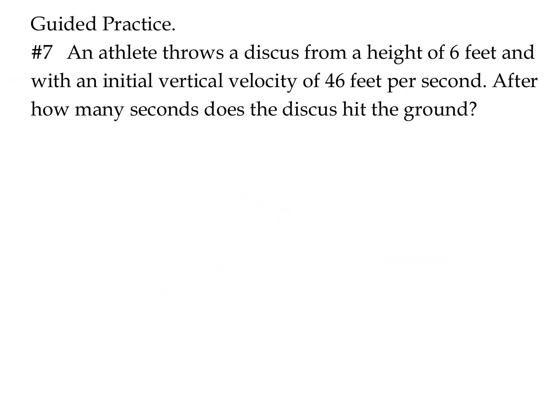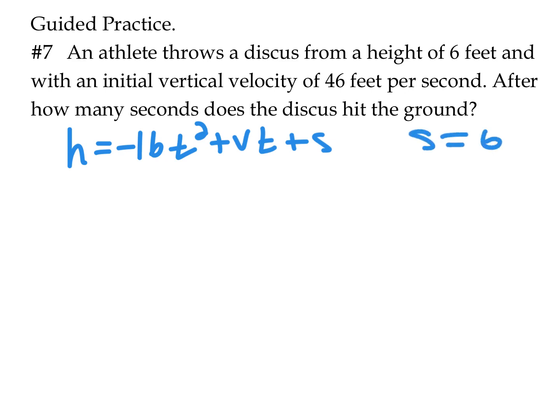All right, now for an application, you recall that our equation for vertical motion is h equals negative 16t squared plus vt plus s. So let's see what happens here when we have an athlete with a discus throwing it from a height of 6 feet. So the starting height, the s equals 6. Initial vertical velocity, the v equals 46. I want to find out how many seconds until it hits the ground. That's when our h equals 0.